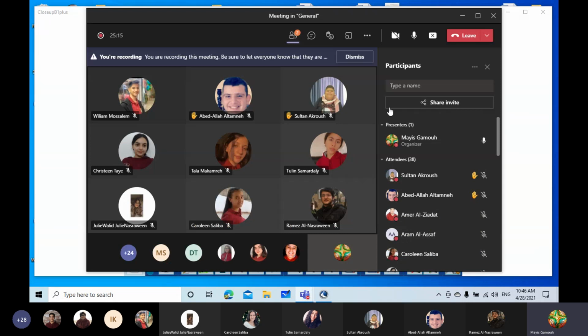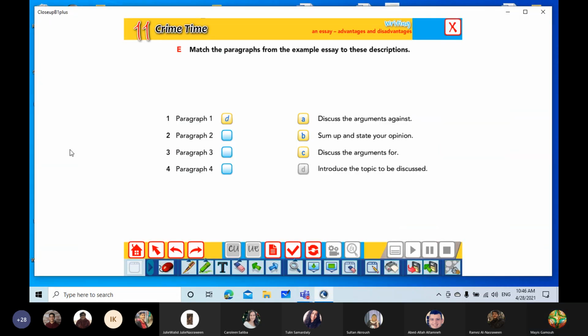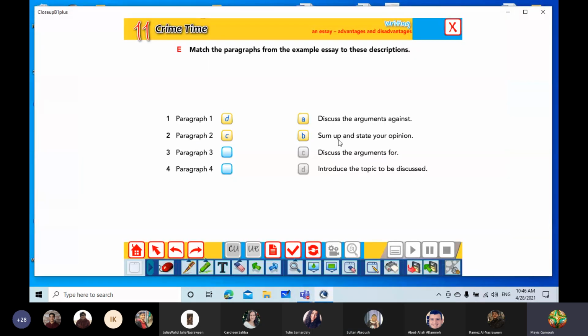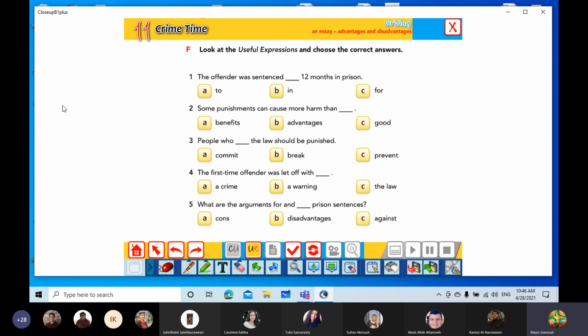Let's go to number 2, Sultan. Teacher, paragraph 2, discuss the arguments for. Which are the advantages or disadvantages, Sultan? Advantages, then we discuss the advantages. Yes, thank you, dear. Let's go to paragraph number 3, Caroline. Discuss the argument against. Against, meaning on you. And number 4, Ramiz. Yes, teacher. Sum up and state your opinion.